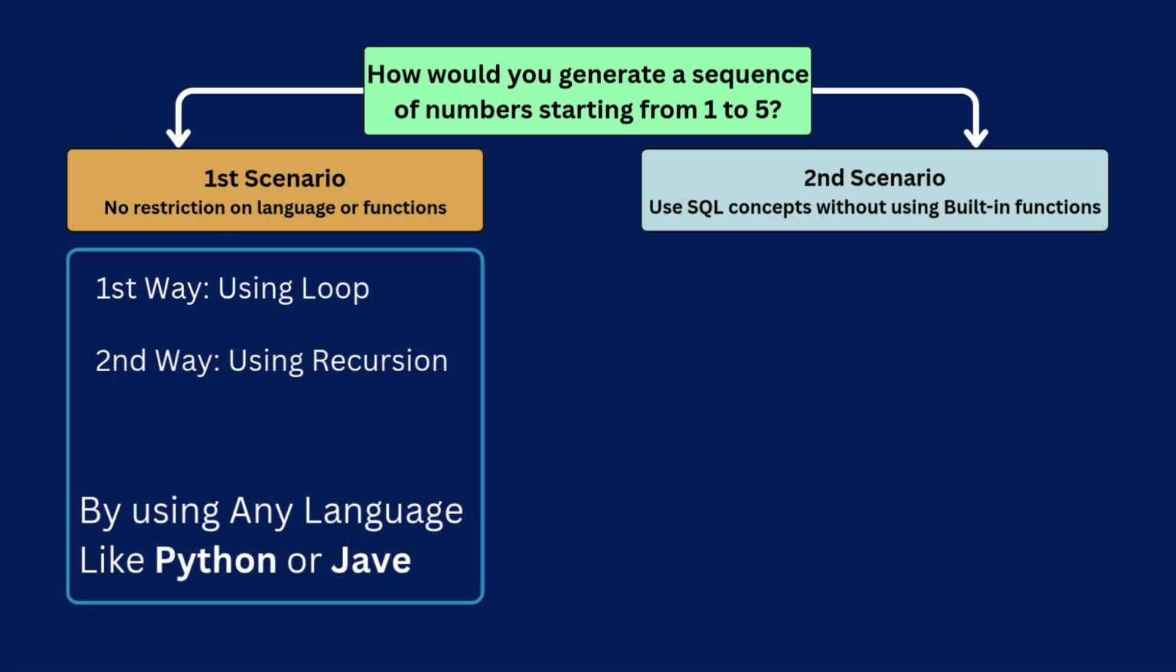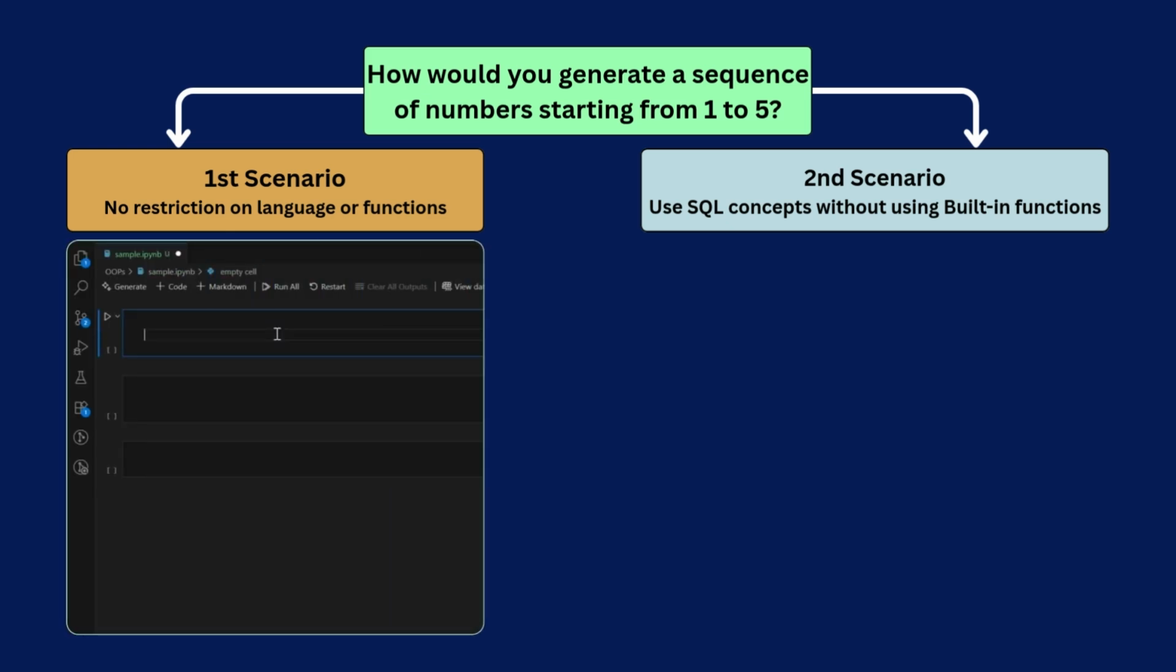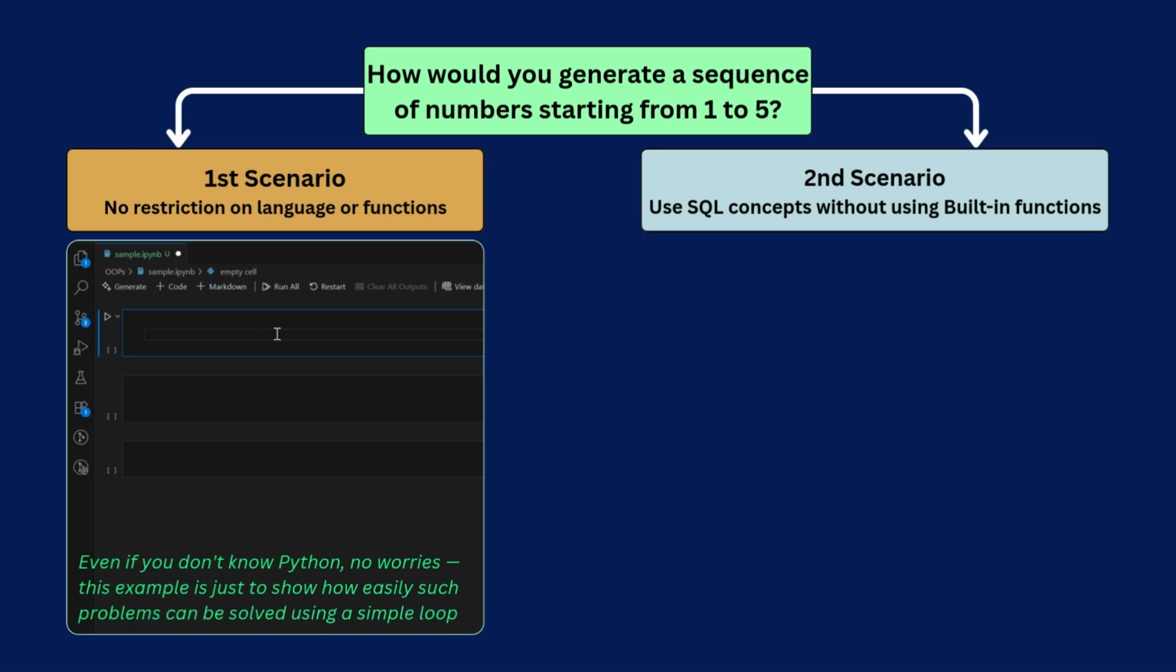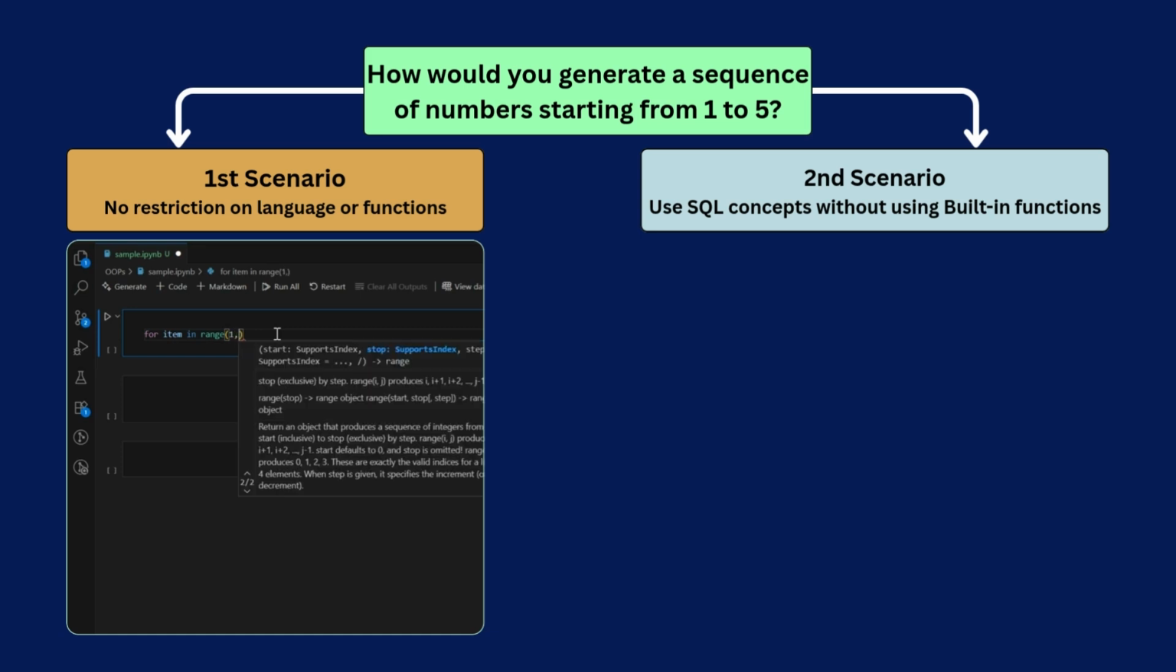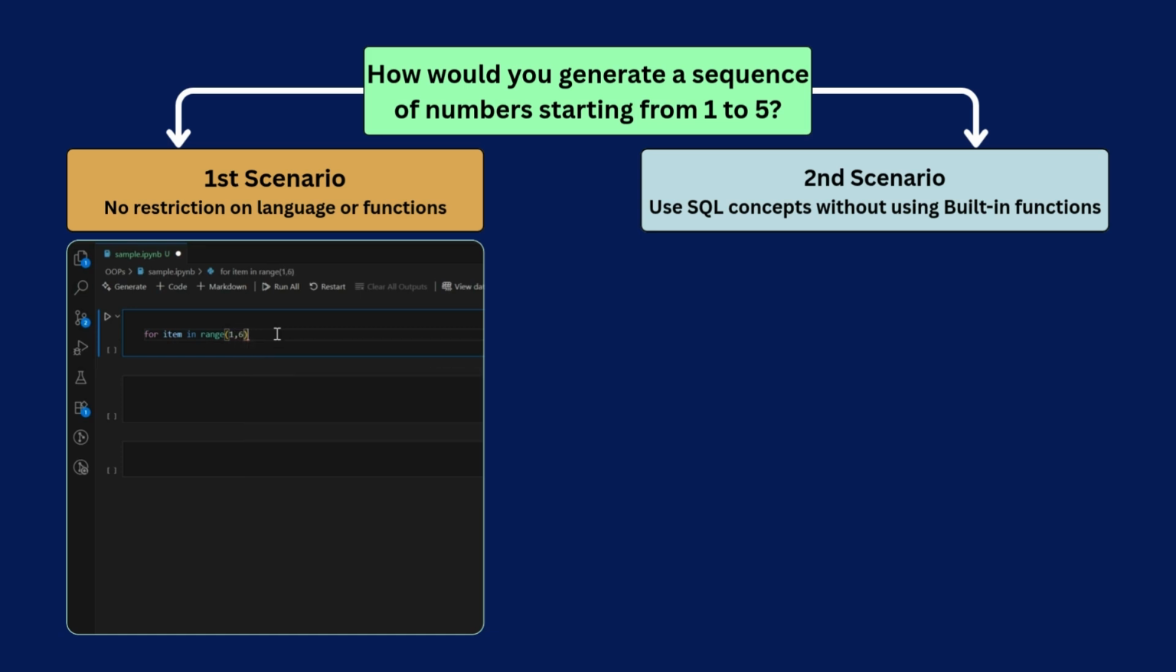To demonstrate the same, I am using Python, and in the first case, to generate the sequence I will use a loop. So for that I am writing for item in range, and then here I am defining my starting point, which is 1, and ending point is 6 because it is exclusive, and then I am printing item. If I run this program, it is going to generate the numbers for me, you can see.